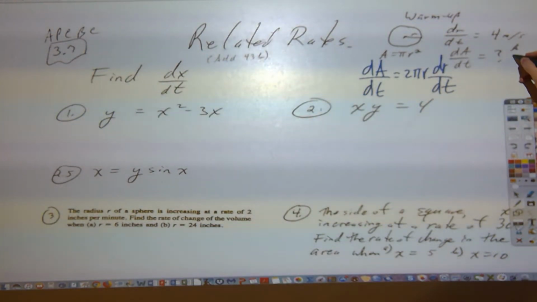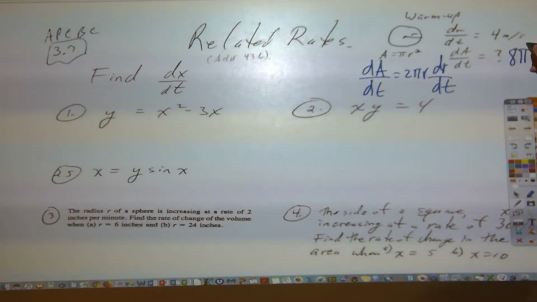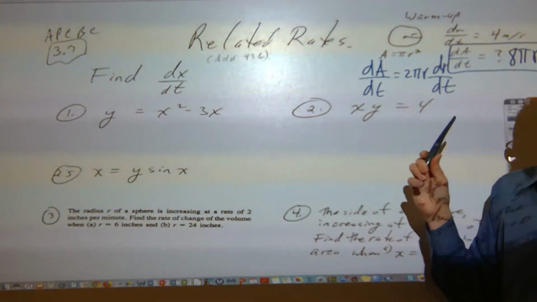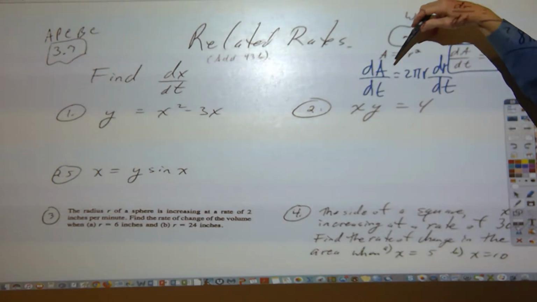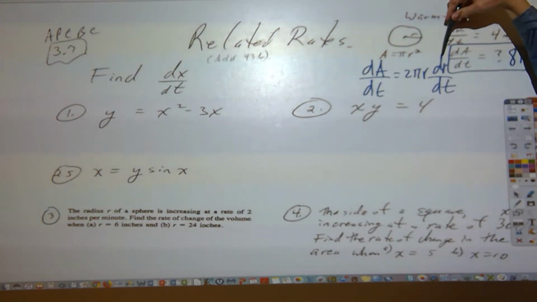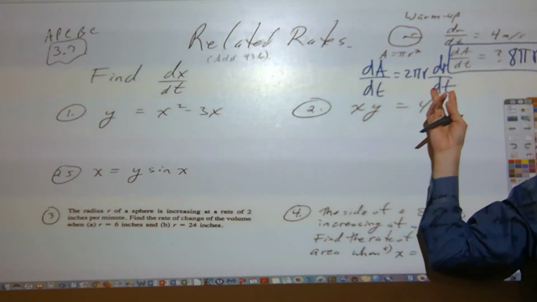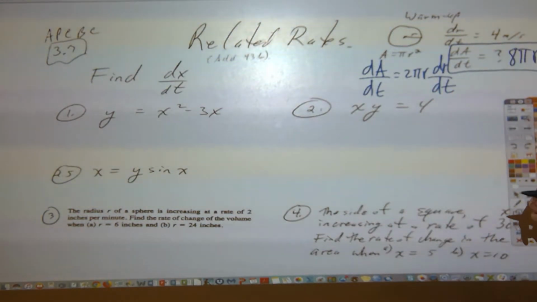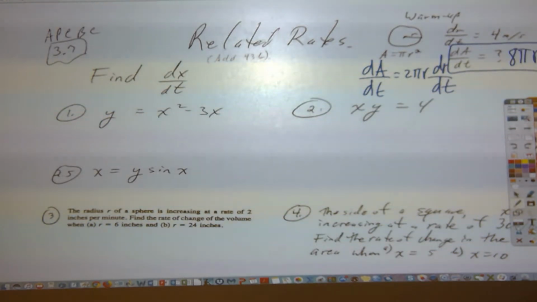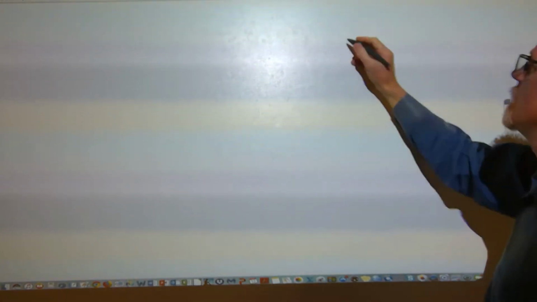I hope you came up with 8 pi r. I used implicit differentiation. I differentiated both sides with respect to t to get dA dt is 2 pi r dr dt. dr dt is given as 4. 2 times 4 is 8. So what that means is that, and just visualize this for a second, 8 pi r.